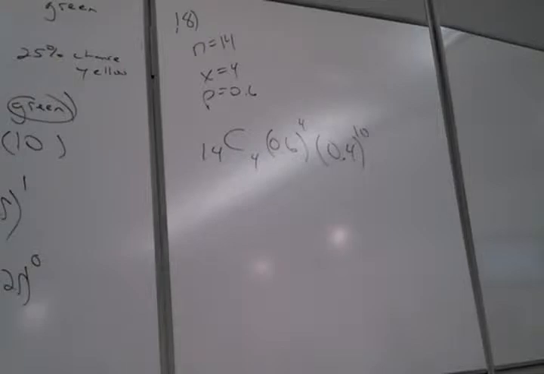So we had N was 14, right? And then P is 0.6. P is 0.6, N is 14, and I wanted how many successes? I wanted 4 successes, right? So, and what answer we got? We got 0.0136. So rounded to 3 places, 0.014, there it is.